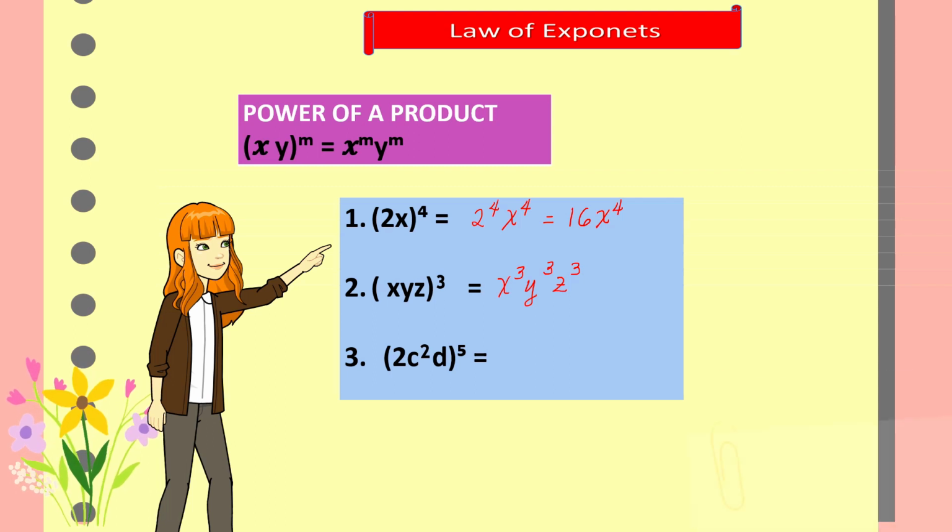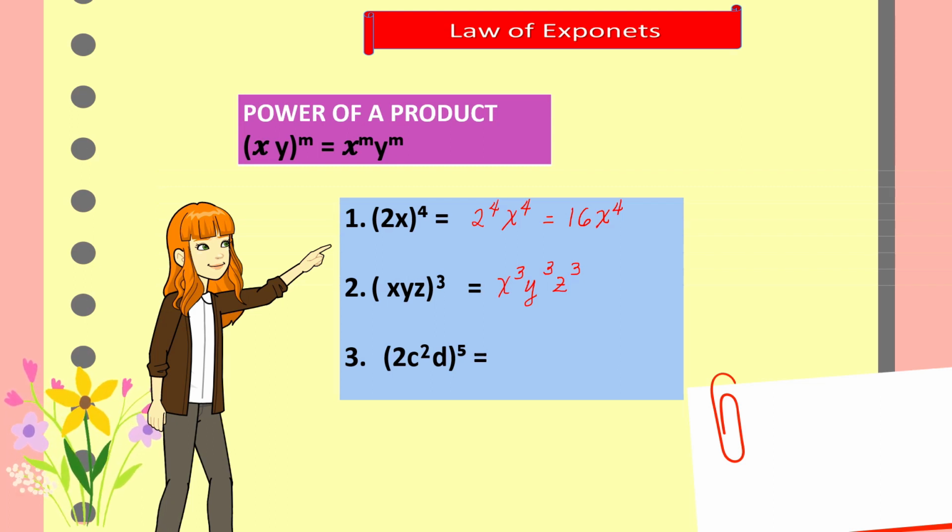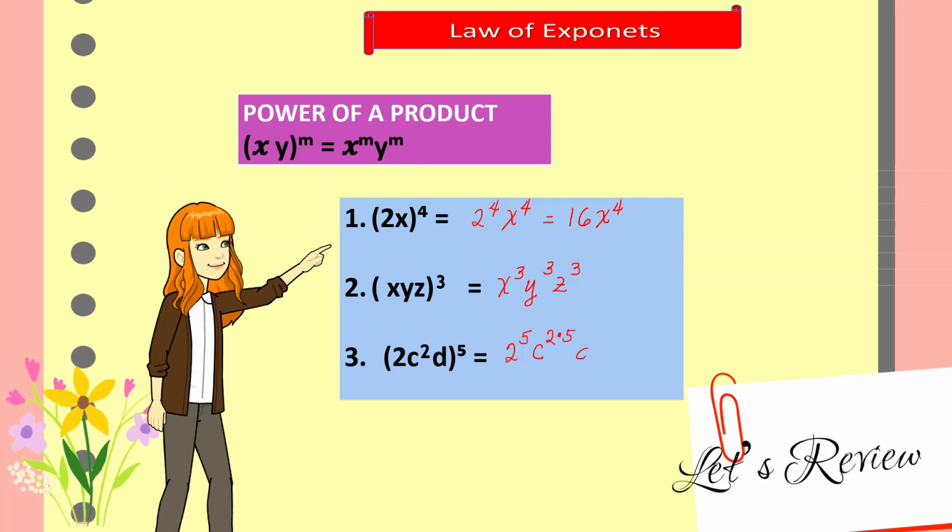Number 3, the quantity 2c squared d raised to the 5th power. First distribute one by one the exponent 5 to each member of the expression. So we have 2 raised to the 5th, and then c has the exponent of 2 and then multiply it by 5. And then d raised to the 5.